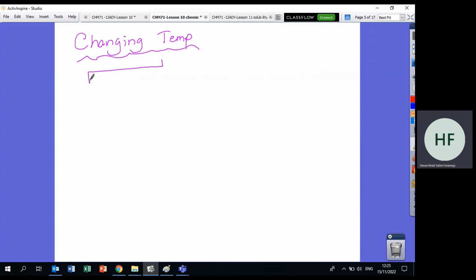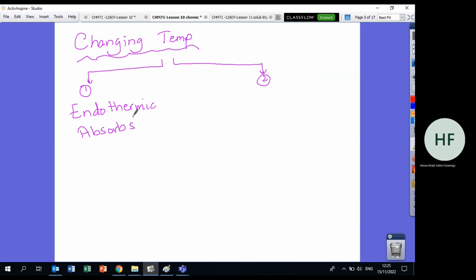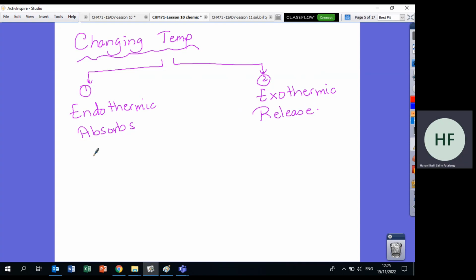Now, in terms of temperature, we have two cases, case number 1 and case number 2. In case number 1, the reaction is endothermic. What does endothermic mean? Endothermic means it absorbs heat. And what is the other type? Exothermic. What is the meaning of exothermic? It releases heat.